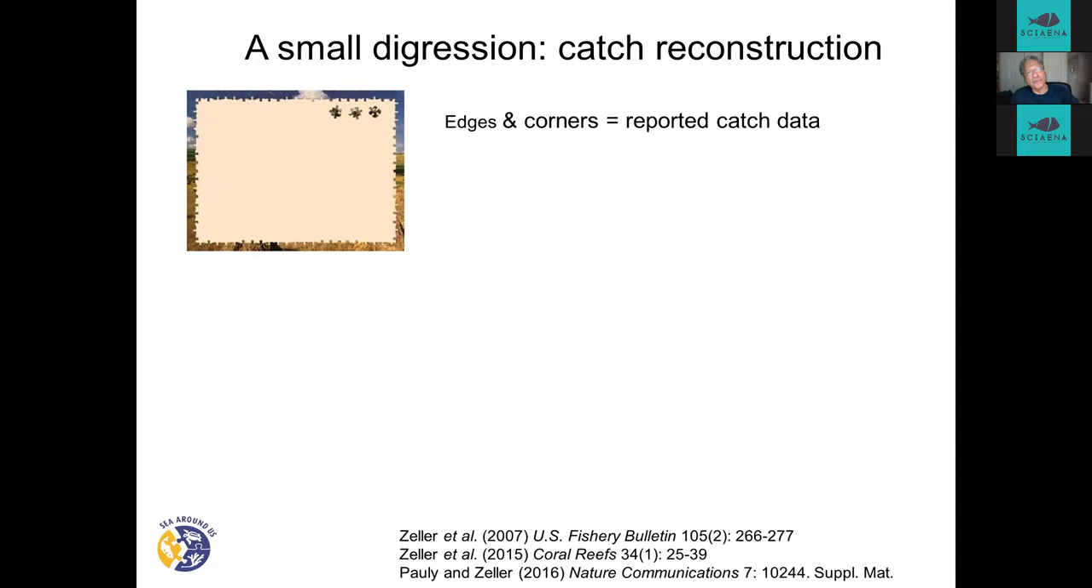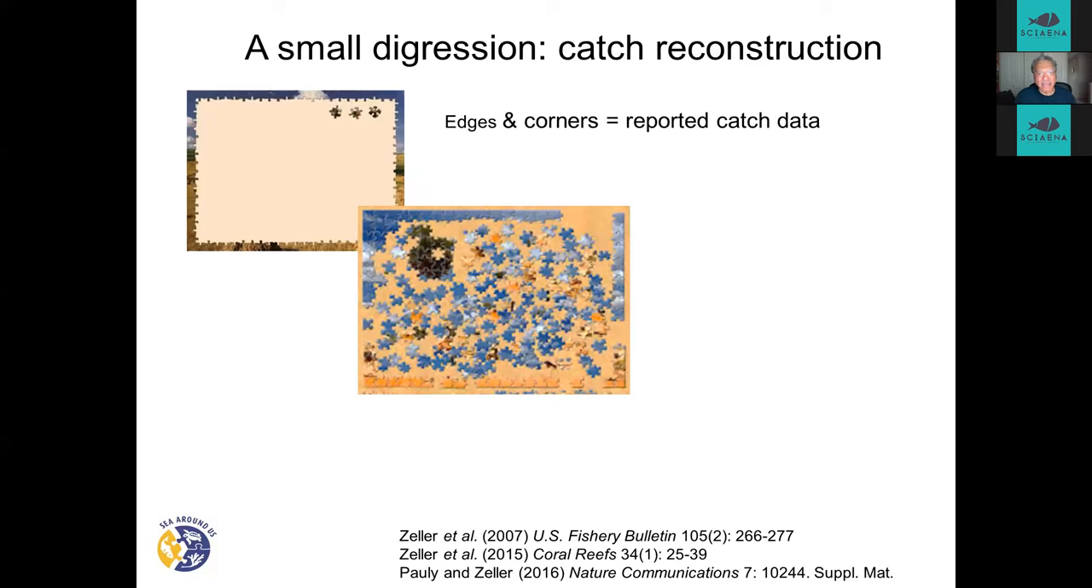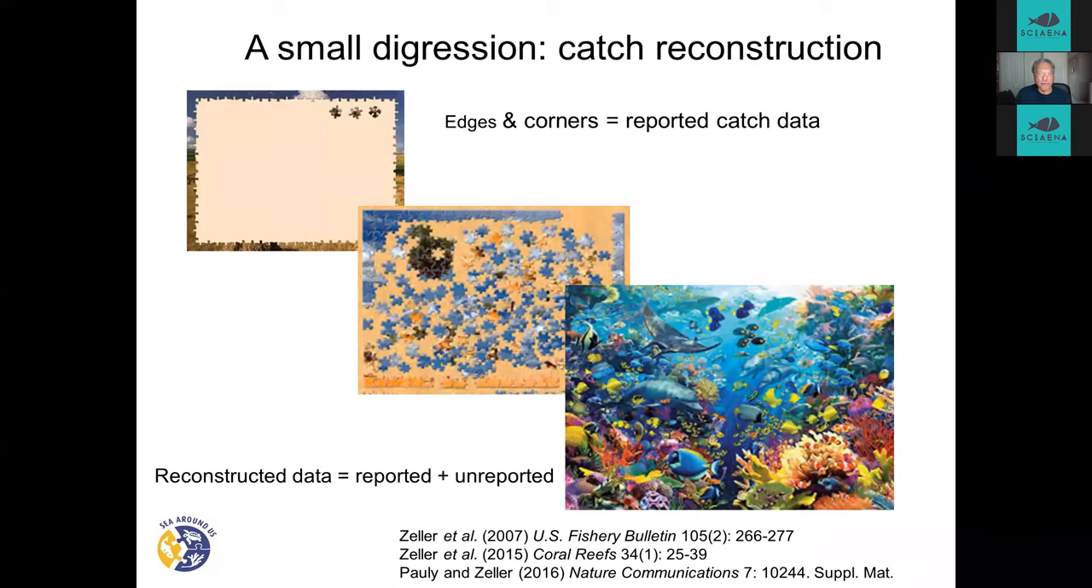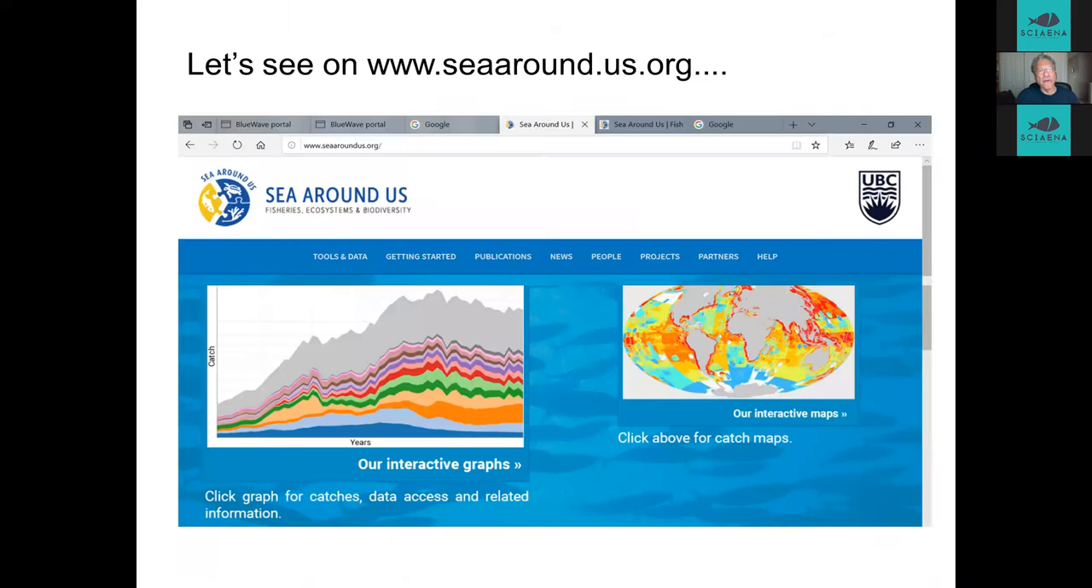And so we reconstruct the fishery by first using, like you do a puzzle, the reported data, because they provide a framework. And then we add everything that we can from other sources, fisheries that are unreported but documented in various sources. And this is very tedious work, but it is documented in our website that you can visit.